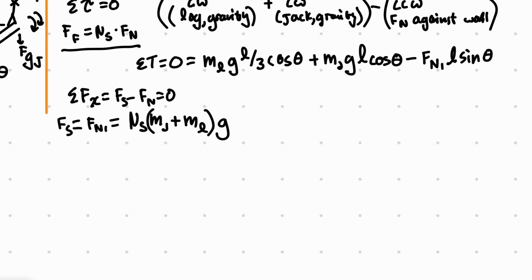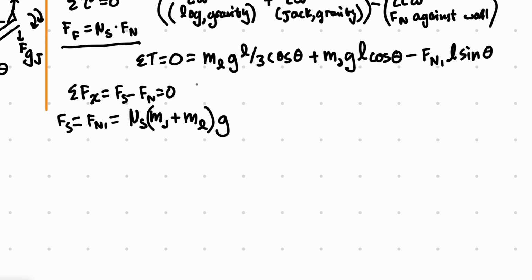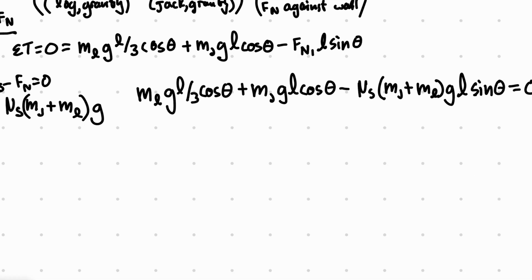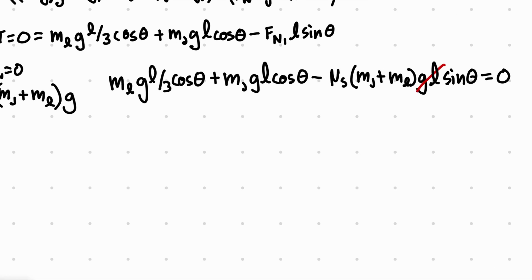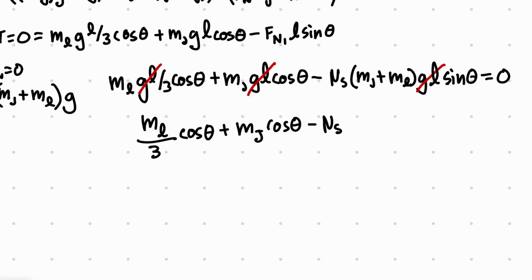So now all we have to do is plug this equation into this equation and solve. Now we can cross out gravity and L here because they're in all of our equations. And that leaves us with mass of log over 3 times cosine theta plus mass of Jack times cosine theta minus coefficient of friction times mass of Jack plus mass of log times sine theta equals 0.